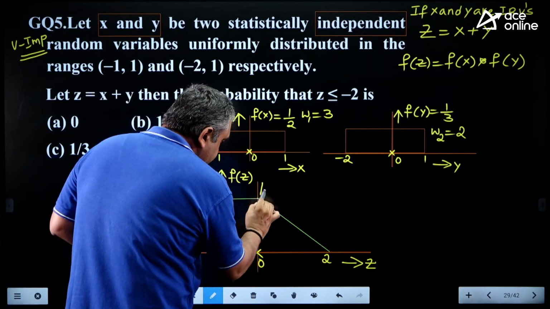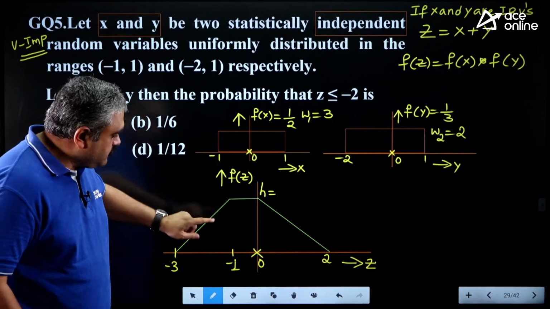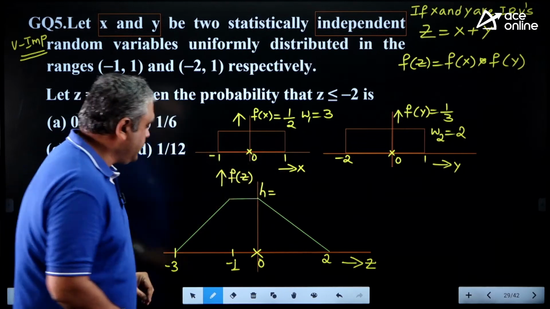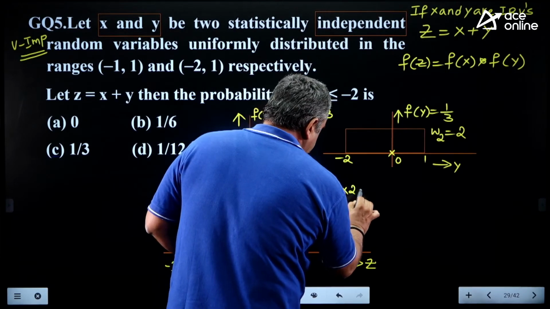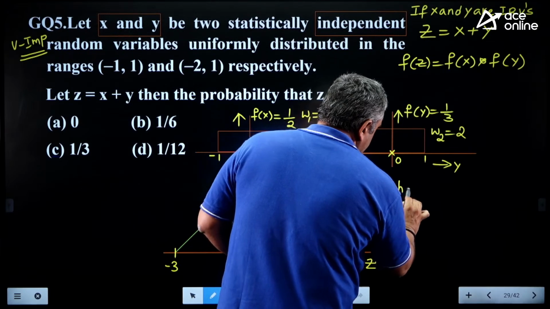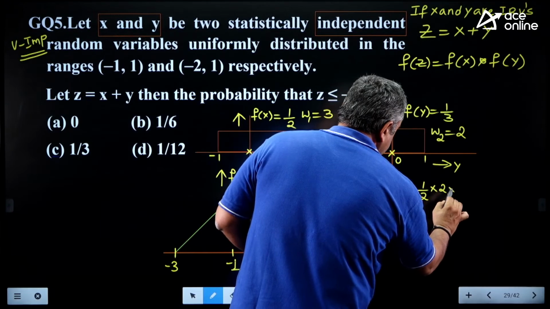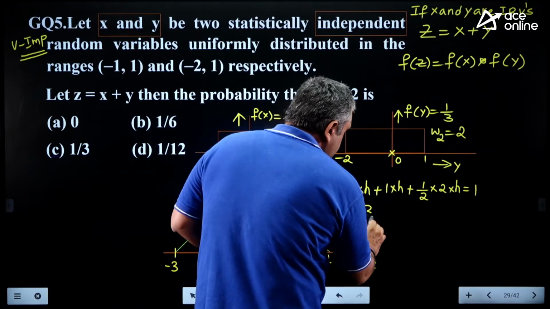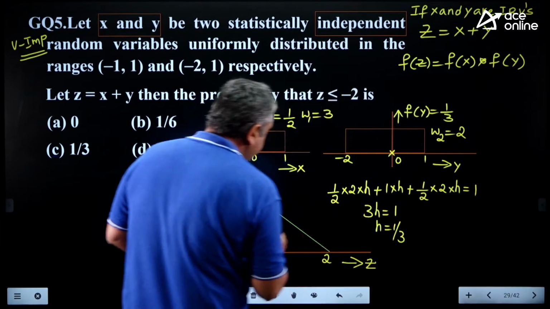Only requirement is to find this height h. Now you know the total area of the density function is 1. So what is the area? You take this as one triangle, this one is one rectangle, this is another triangle. That means total area half into base is 2 units, height is h, plus rectangle area, base is 1, height is h, plus again triangular area, half into base is 2, height is h, equal to 1. Finish. So how much you are getting? 3h equal to 1. So the value of this h will be 1/3.